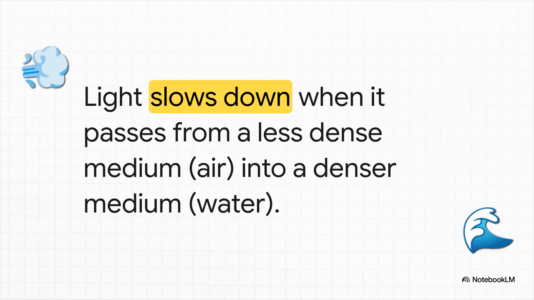You see, light just zips through the air, which is not very dense. But water is way denser. It's just got more stuff packed into it for the light to navigate. So the second that light ray hits the water, it's forced to slow down. And it's that sudden slam on the brakes that causes the ray to pivot and bend.